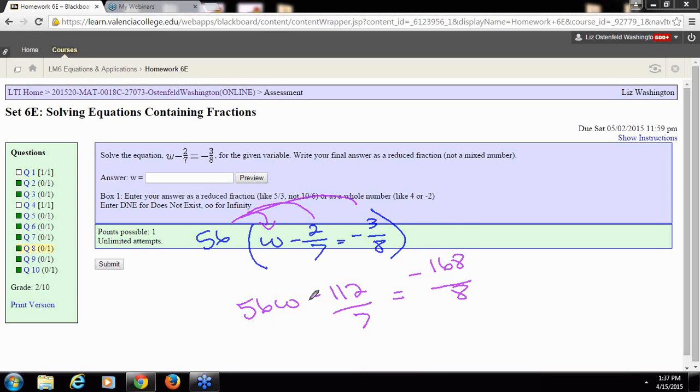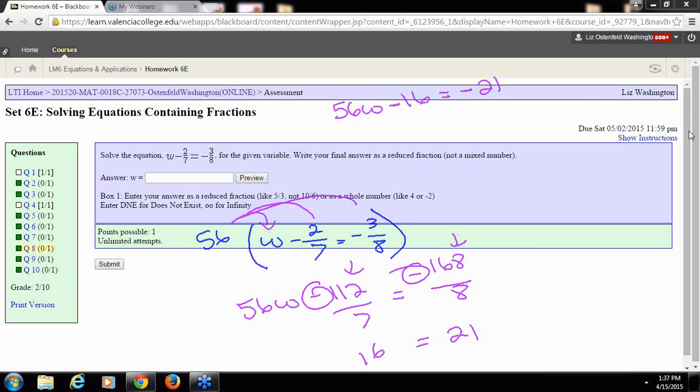So now I want to go through and simplify these fractions. I'm going to do 112 divided by 7. It's going to give me a 16. And then 168 divided by 8 is going to give me 21. So my new equation, I'm just going to come up here, is going to be 56W minus 16 equals a minus 21. Again, my numbers here were negative.